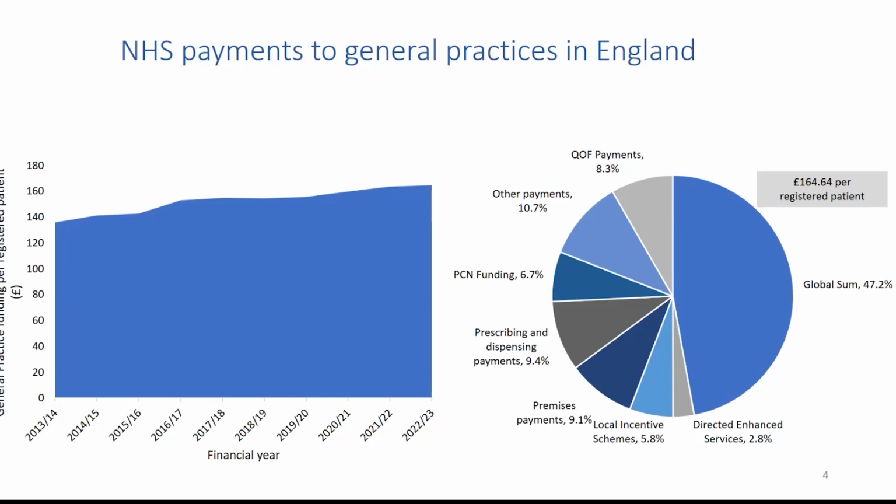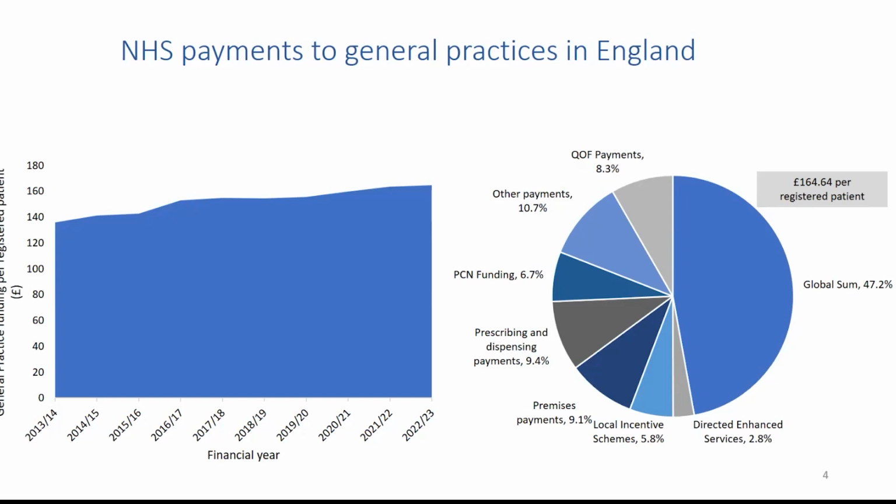On the right, I show how funding is distributed. The majority of the funding comes from what's called the global sum. That makes up 47%. I'll talk about that in a bit next. We also have what's called QOF payments. Many of you may be familiar. It's essentially payment for performance. So getting a patient's blood pressure within a certain range. And if you have 90% of patients hitting that target, you get paid for it essentially. And that makes up 8.3%. Historically, that used to be as large as 25%.